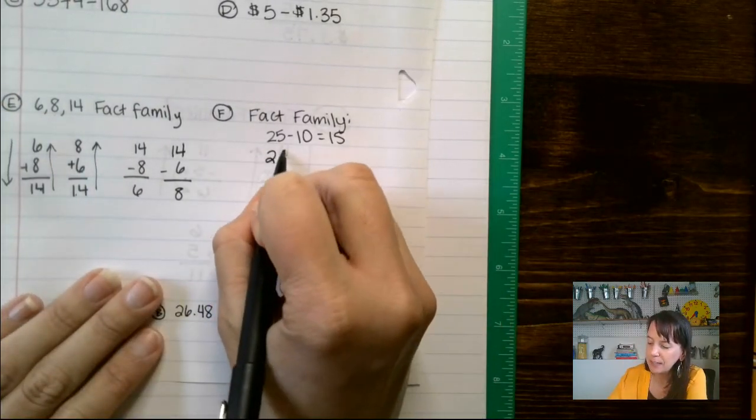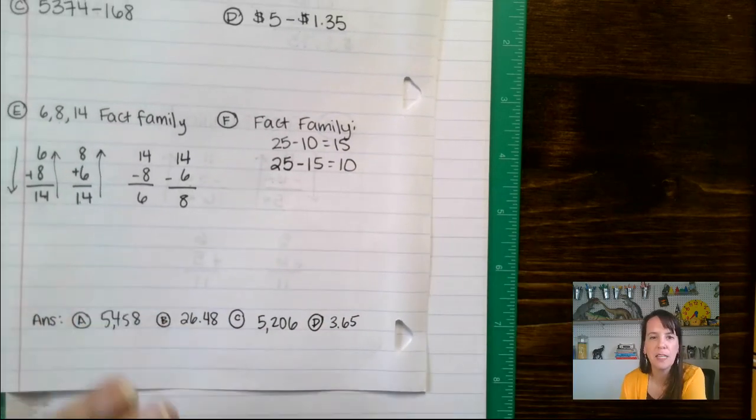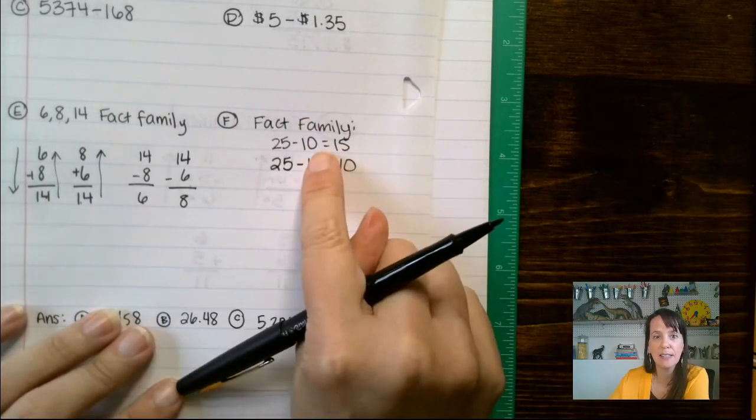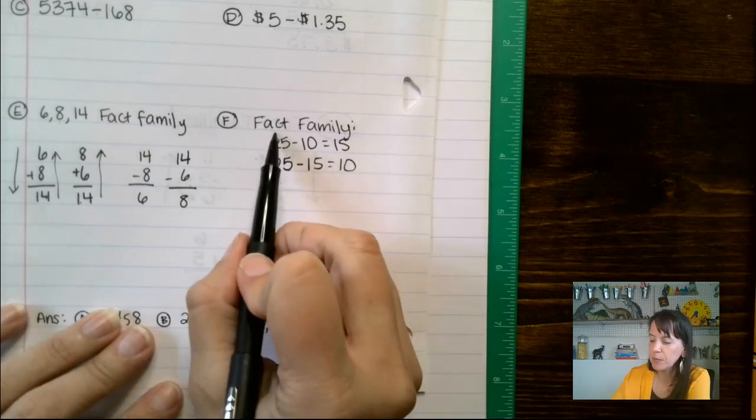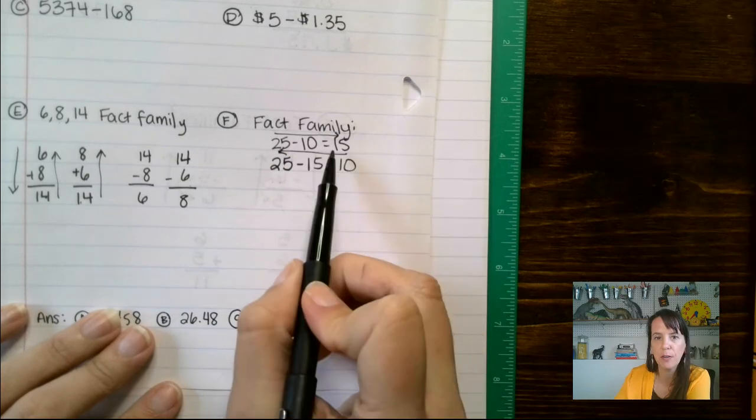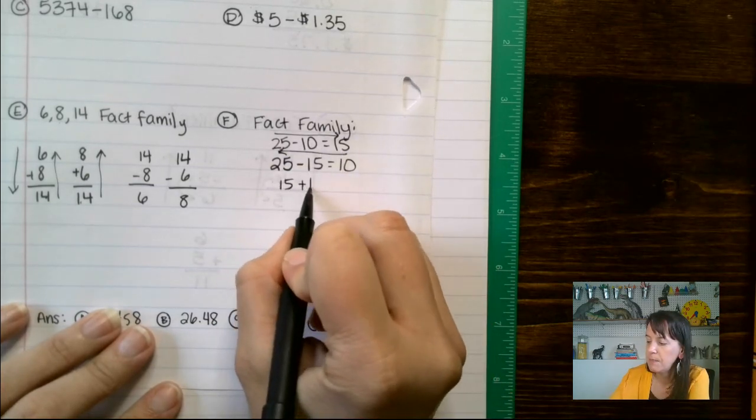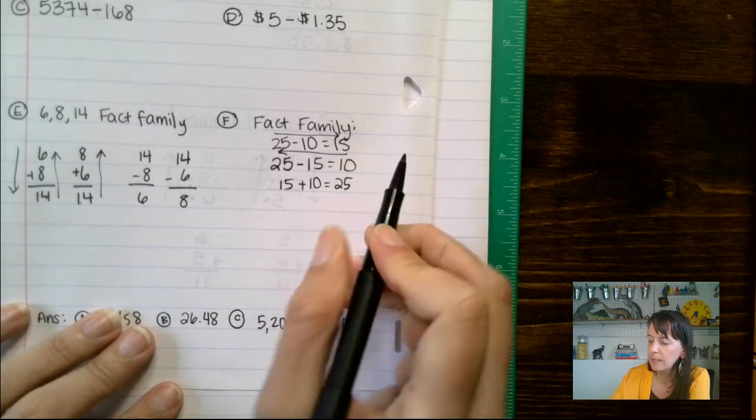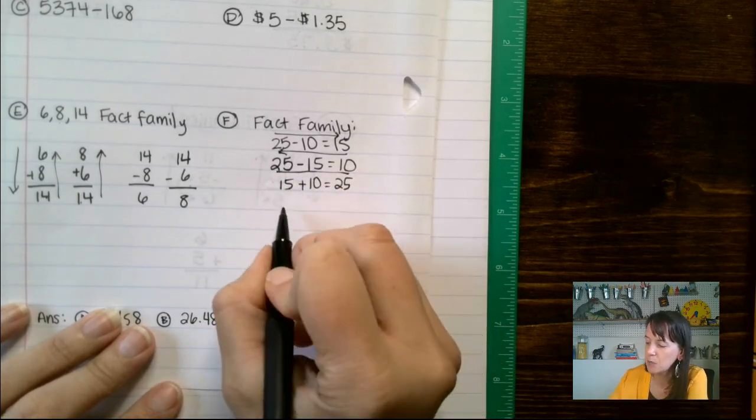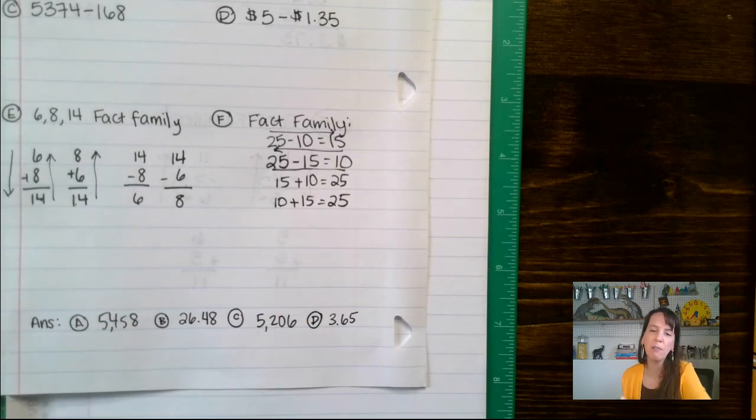So our next fact family is this. 25 minus 15 gives us 10, because those guys can be flipped around. Remember, though, if we're subtracting in this direction, we can add in that direction. So if we add in that direction, we get 15 plus 10 is 25. And we get 10 plus 15 is 25. And those are your 4 facts for your fact family.